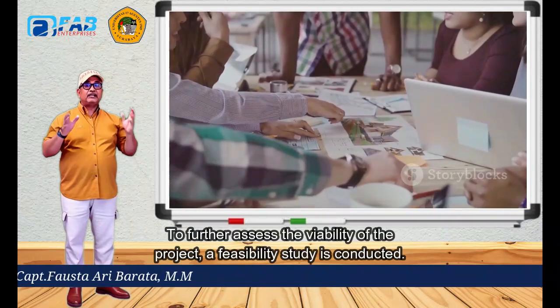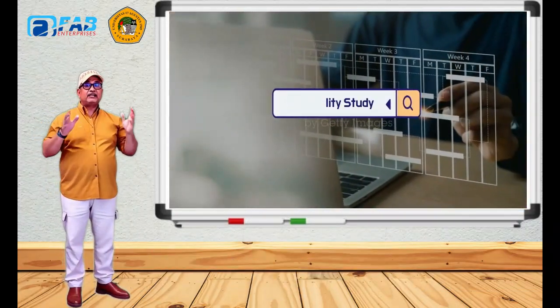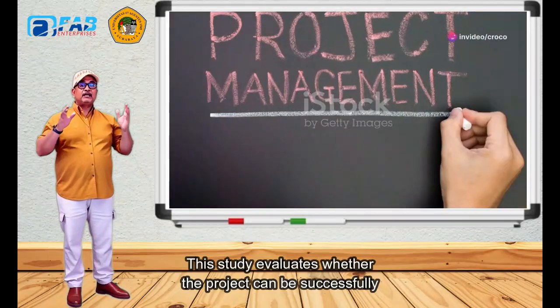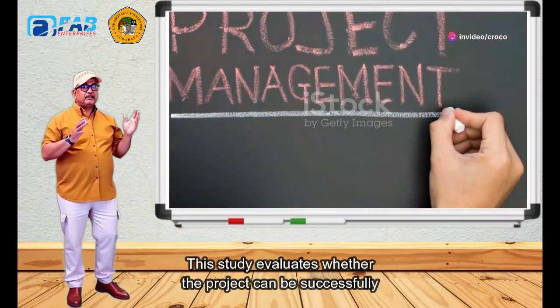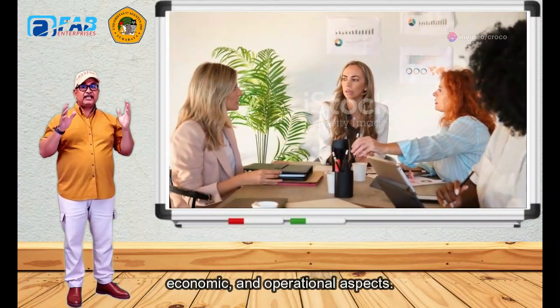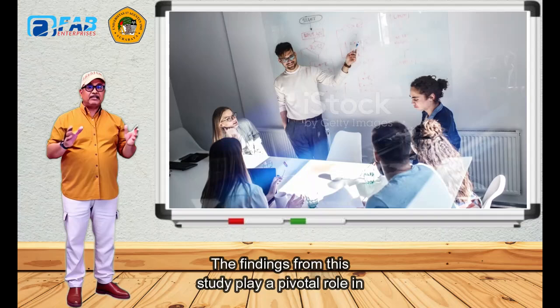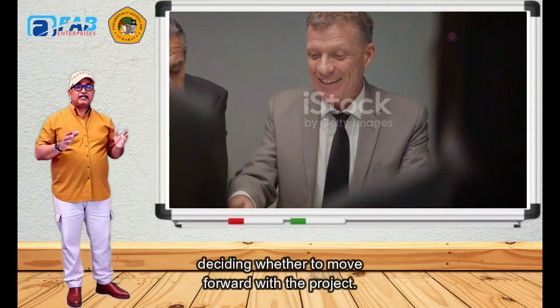Following this, the team prepares a business case, a critical document that articulates the rationale for proceeding with the project. It outlines the expected benefits, associated costs, potential risks, and justifications for why the project is important for the organization. To further assess the viability of the project, a feasibility study is conducted. This study evaluates whether the project can be successfully executed by analyzing its technical, economic, and operational aspects. The findings from this study play a pivotal role in deciding whether to move forward with the project.